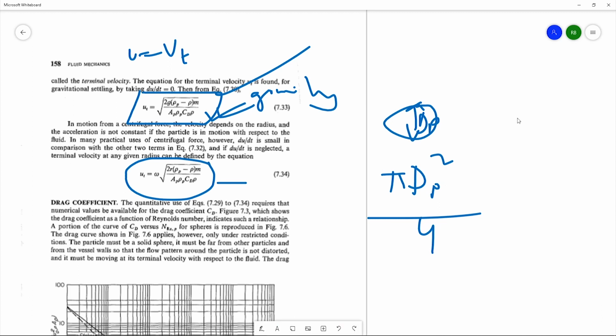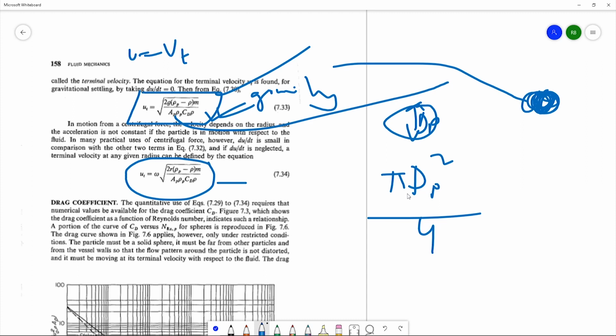Okay. So generally the particles are of spherical shape. So if you want to calculate the terminal velocity of a spherical particle, just plug in AP is equal to the projected area, pi dp square by 4. The rest are the same, and just rearrange again here. Just put the projected area as pi dp square by 4. You'll get this.